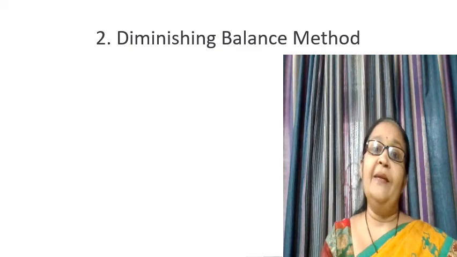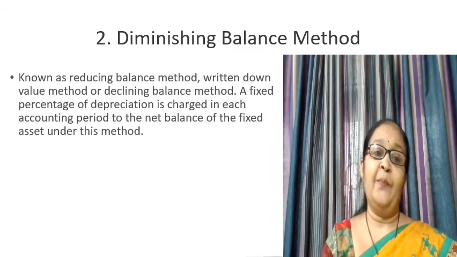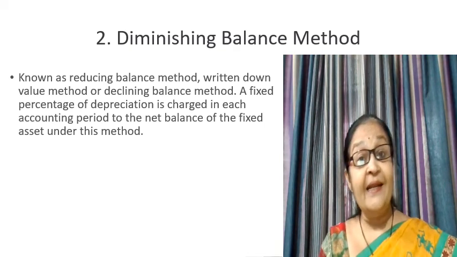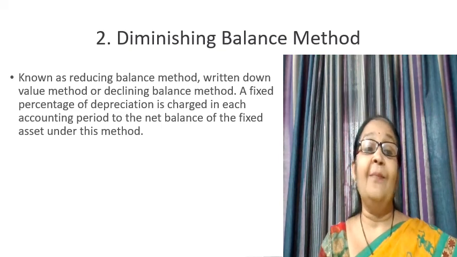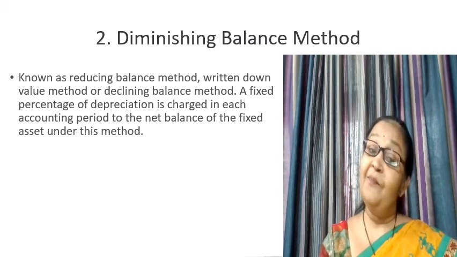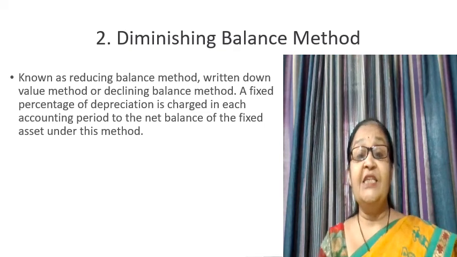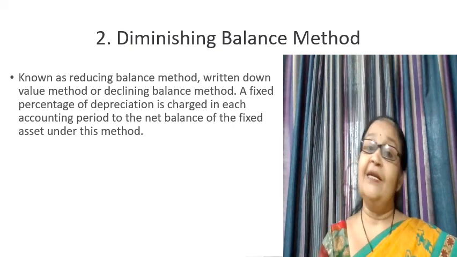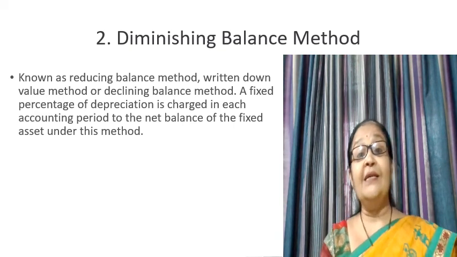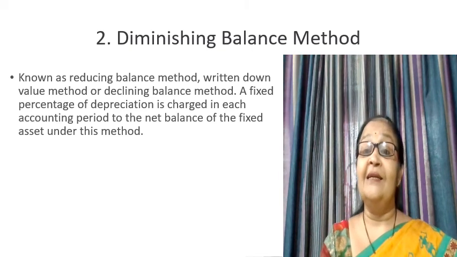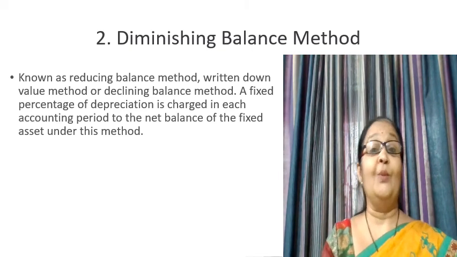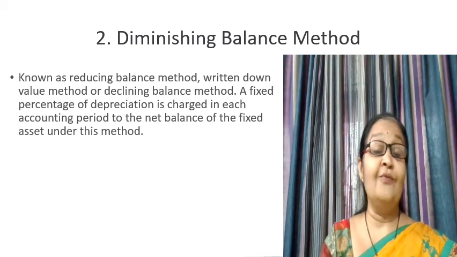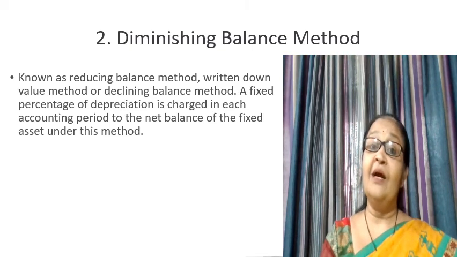So, the second important method is the diminishing balance method. This method is also known as the reducing balance method, written down value method, or declining balance method. A fixed percentage of depreciation is charged in each accounting period to the net balance of the fixed asset under this method. This net balance is nothing but the value of the asset that remains after deducting the accumulated depreciation. The value is also known as the book value of the asset. The percentage is applied on the book value.